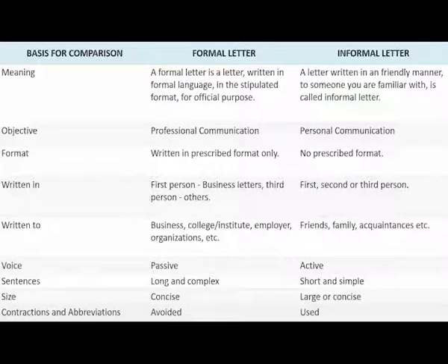Formal letters are written in the first person, while informal letters are written in the first, second, or third person. Formal letters use passive voice, while informal letters use active voice. In the formal letter we have long and complex sentences, while in the informal letter we have short and simple sentences.